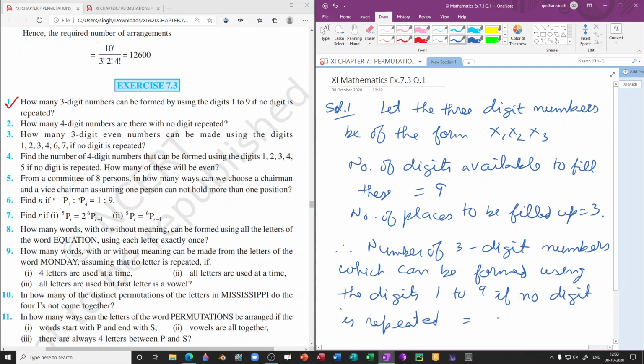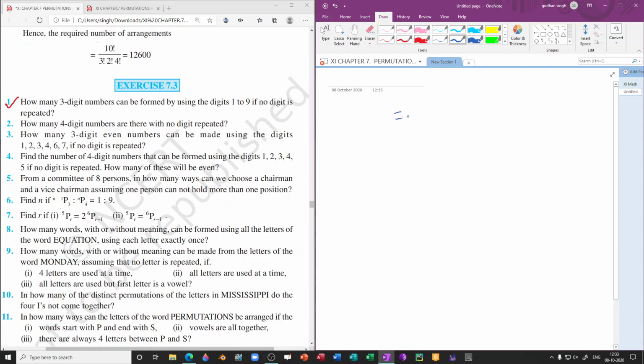We know the formula for that is nPr. What is our n here? n is 9, r is 3, so 9P3, and we can simplify it. We'll apply the formula: 9P3 equals 9 factorial over (9 minus 3) factorial, which is 9 factorial over 6 factorial. Here 9 factorial is bigger, so we can break it up and write it as 9 into 8 into 7 into 6 factorial over 6 factorial.